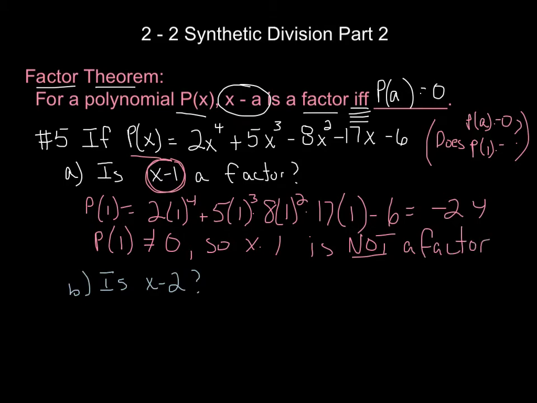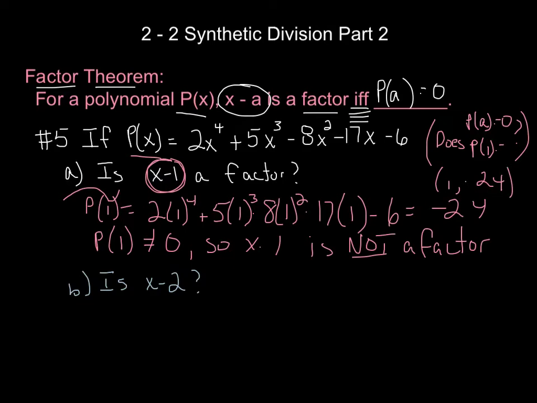What that means is that this polynomial does not cross the x-axis at 1 because it's not equal to 0. What point would be on this polynomial? Well, negative 24 would be on it. When you plug in 1, you get negative 24. Alright, let's try x minus 2.